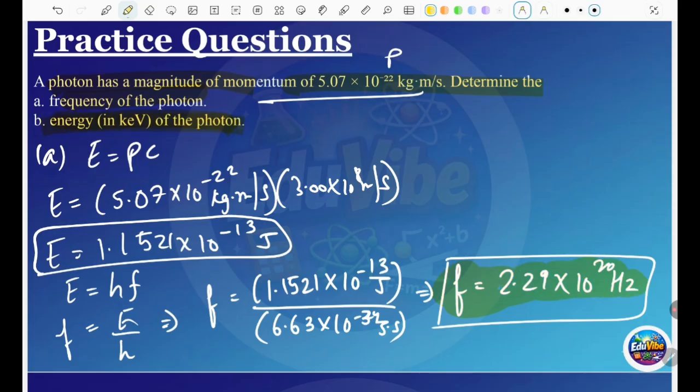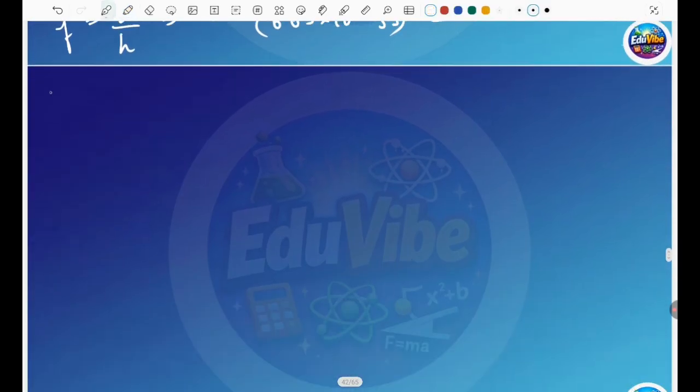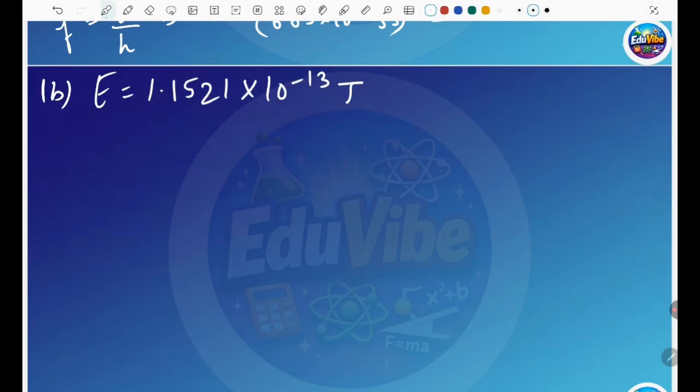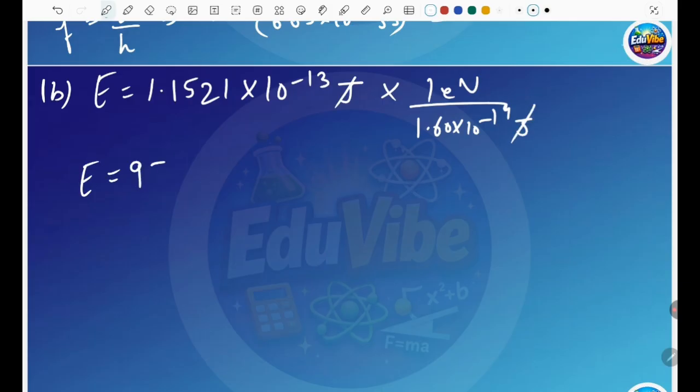And for part B, you will find the energy of the photon in keV. You already found the energy over there. You just have to convert it into keV. So how can we convert this? E is equal to 1.1521 × 10^-13 joules. Firstly, convert this into eV, which you do by dividing by 1.60 × 10^-19 joules. Joules cancel, and you now get 950625 eV.